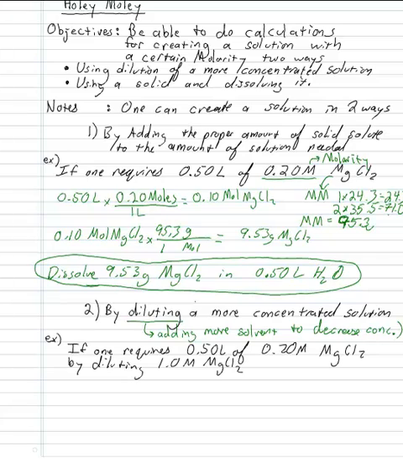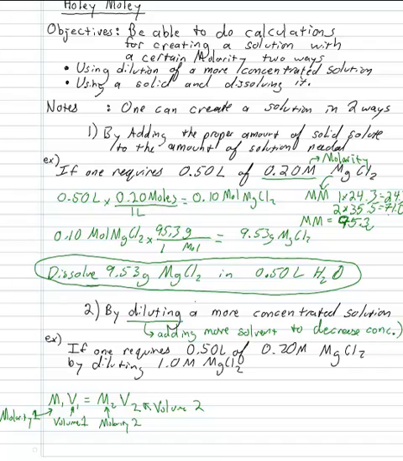Now, the relationship that I have is M1 V1 is equal to M2 V2. M stands for molarity, V stands for volume. So my M1 is my molarity 1. My V1 is my volume 1. My M2 is my molarity 2. And my V2 is my volume 2. So if one requires 0.5 liters of 0.2 molar magnesium chloride by diluting 1 molar magnesium chloride.